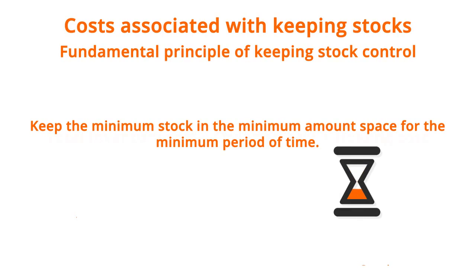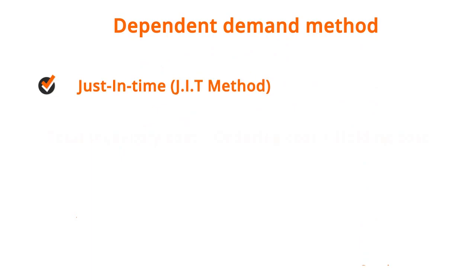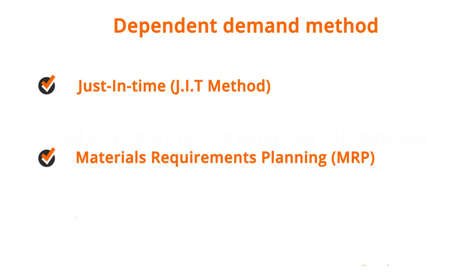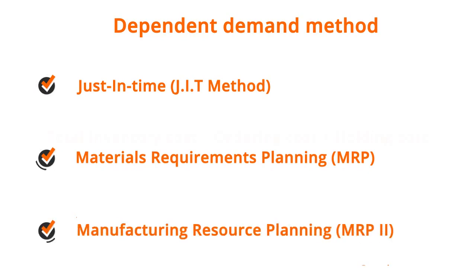Now, let's take a deeper look into the inventory strategy under the dependent demand method. We have 3 different strategies which can be employed by SMEs. The just-in-time, they call the JIT. Secondly, the materials requirement planning, MRP. And lastly, manufacturing resource planning, MRP2.